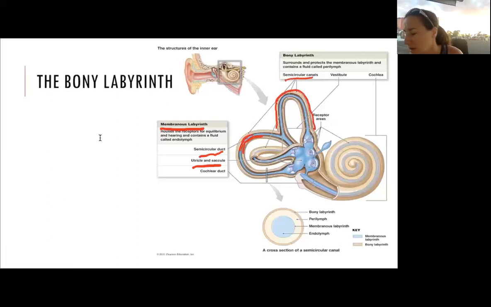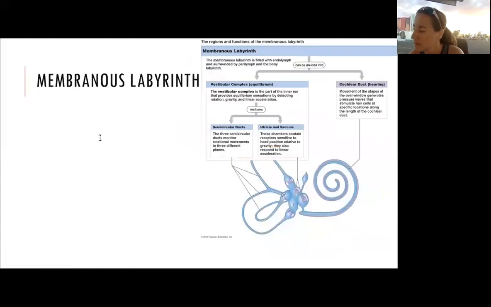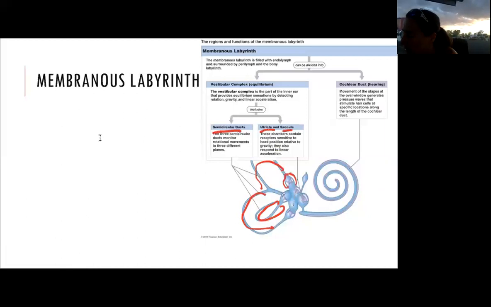And then, of course, another part of the membrane is the cochlear ducts. So membranous labyrinth, semicircular ducts, all of these guys here, and this guy out here. And then our utricle and saccules are these guys here.